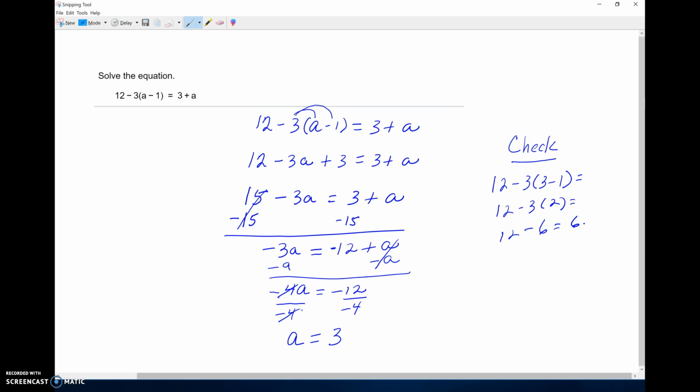That's the left side. The right side, I have 3 plus a. In this case, it's 3. So 3 plus 3 is 6, and it does check. So our solution to this equation is a equals 3.